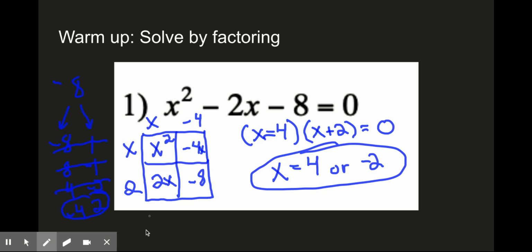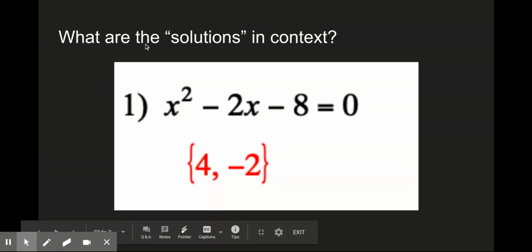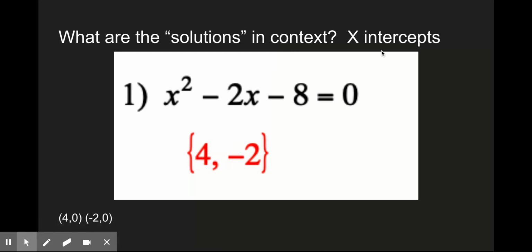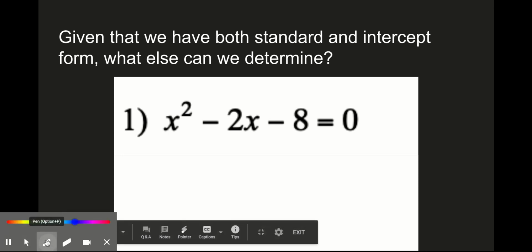All right, so there's our warm-up. We're solving that by factoring. Now let's move to talking about what these solutions mean in context. Let's not forget they're x-intercepts. So (4, 0) and (-2, 0) are points. They're points that I can use to graph. So let's think about what else I can use to graph.